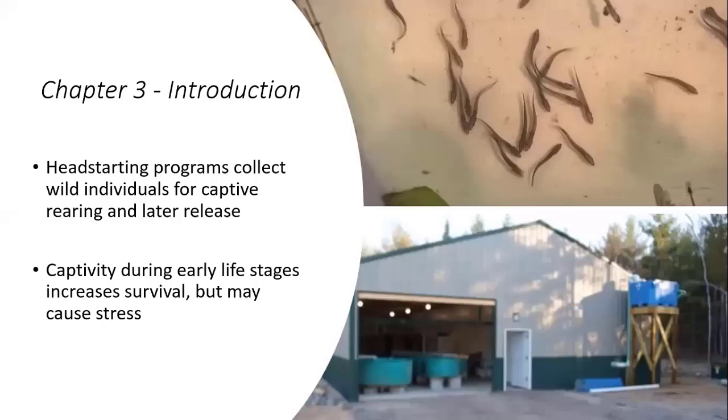Head starting programs like our Sturgeon facility collect individuals from the wild while they're very young and then raise them in captivity and release them later when they're older. The idea is that keeping them in captivity during these early life stages is going to maximize survival by protecting them from threats. But it may also be exposing them to stress during these very vulnerable early life stages.